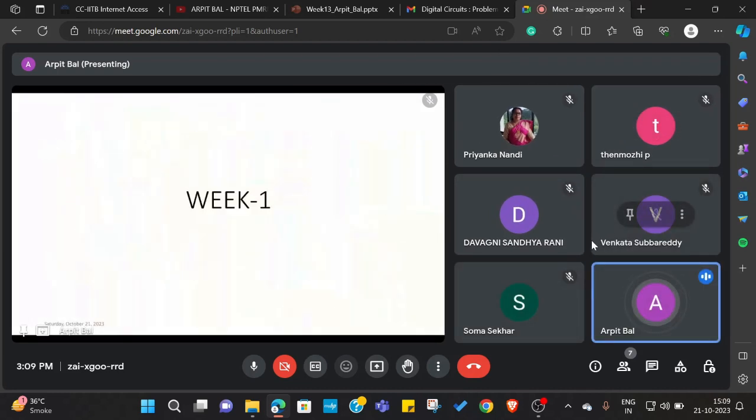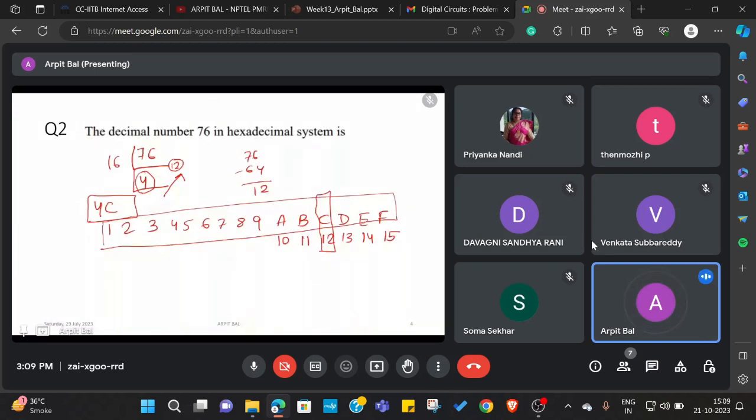Okay, so let us start today's session. We'll start from week 1. In week 1 we covered mostly conversion from one number system to another. This was just an example: if a decimal number is given as 76 and we have to convert it into hexadecimal, for hexadecimal we perform the long division method taking 16. So I divide 76 by 16. 16 fours are 64, right? So 4 will come here and the remainder will come here.